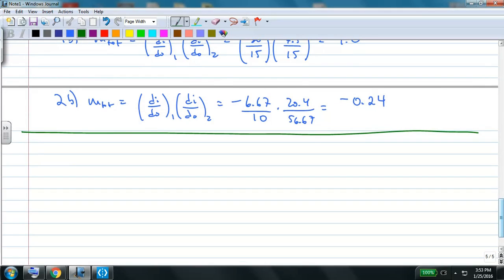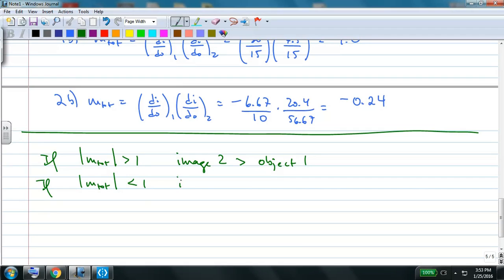Let's do a few trends. Okay, and the trends are pretty straightforward. If the absolute value of M total is bigger than 1, I'm hoping you get that that means that image number 2 is bigger than object number 1. So now I'm going to do the reverse. If the absolute value of M total is less than 1, image number 2 is less than object number 1. We're talking about heights, right?